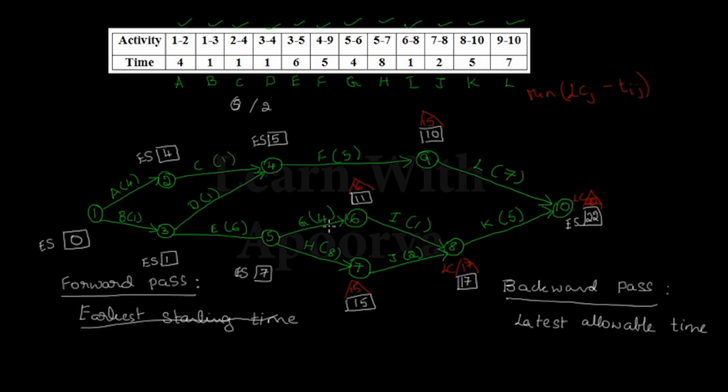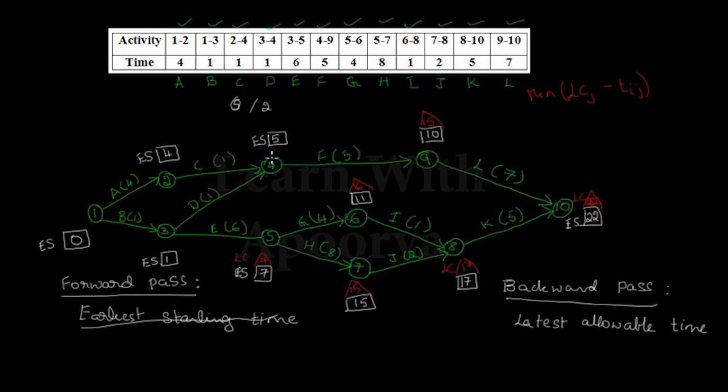For 5, we have two options. One option is 16 minus 4, which is 12, or we have 15 minus 8, which is 7. As I told you, when we have two options, we take the minimum value among them. So 12 or 7; 7 is the minimum value. So we are going to take the value 7 as the latest completion time for node 5.